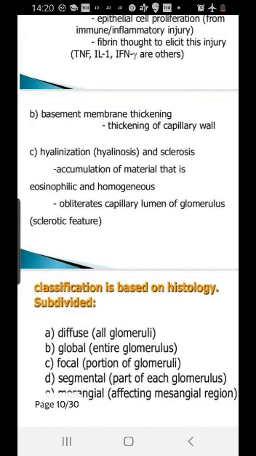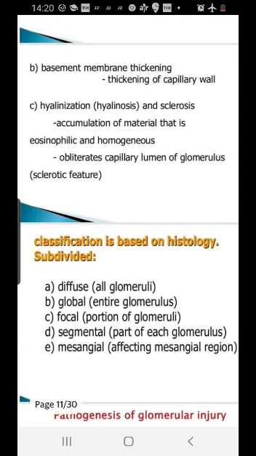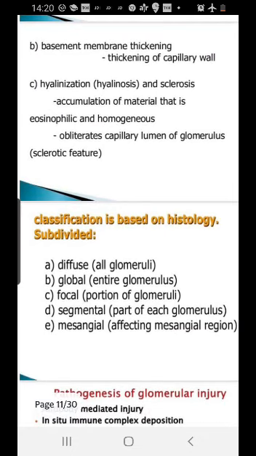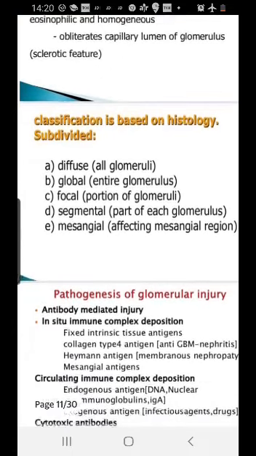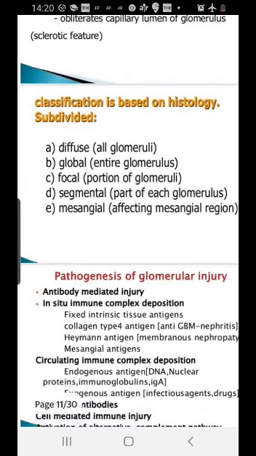Then we have the basement membrane thickening. Okay, where is the basement membrane now? Of the capillary loops. Then we have a hyalinization, which can happen because of the secretion of the fluid or sclerosis. Then eosinophilic and homogeneous material obliterates the glomeruli, which can happen in the form of sclerosis.